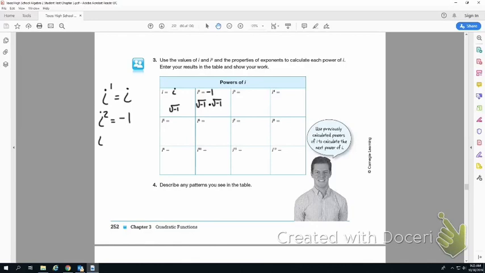Alright, so now we start filling in the pattern starting here. So if I have i cubed, another way I can look at that is saying that I have i squared times i. You've got to know your exponential properties there. We've already said that i squared equals what? Negative 1. And i to the first is just i. And so negative 1 times i is what? Negative what? Okay, so negative i.